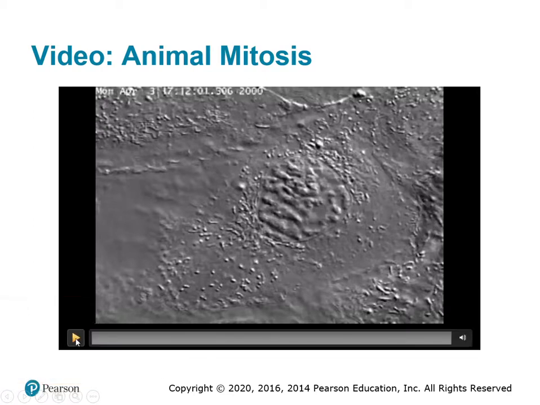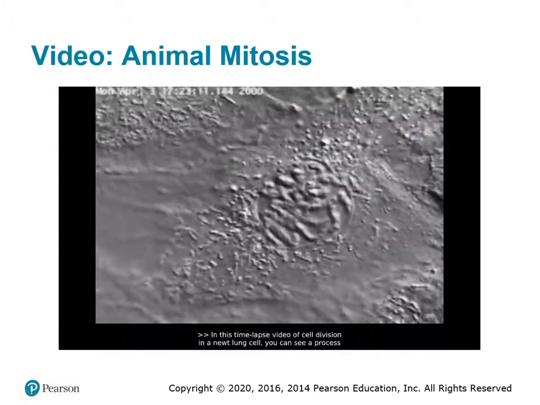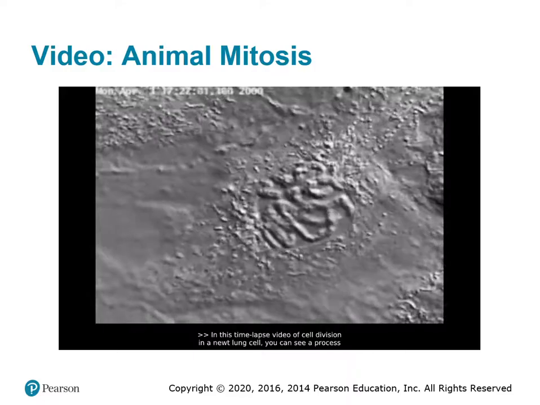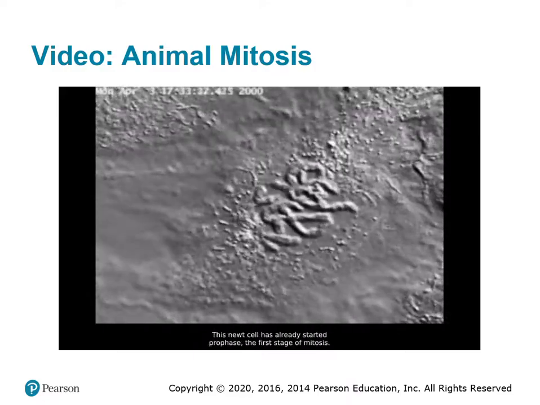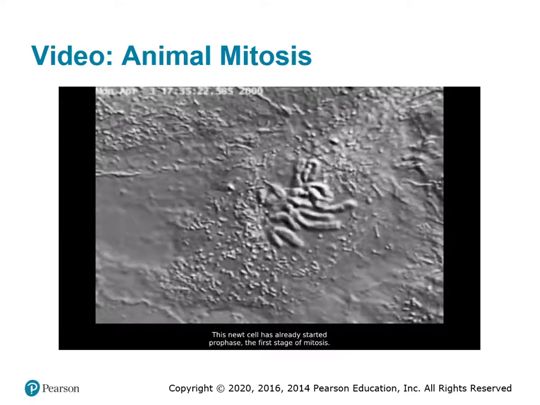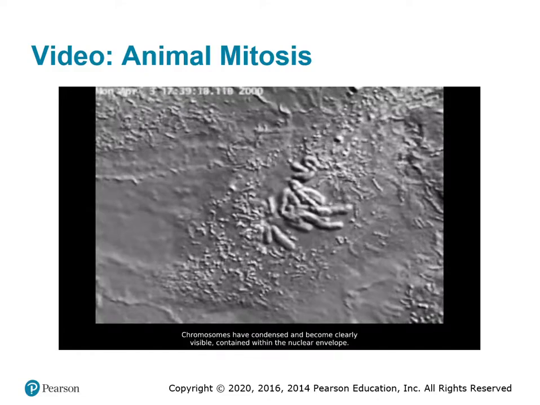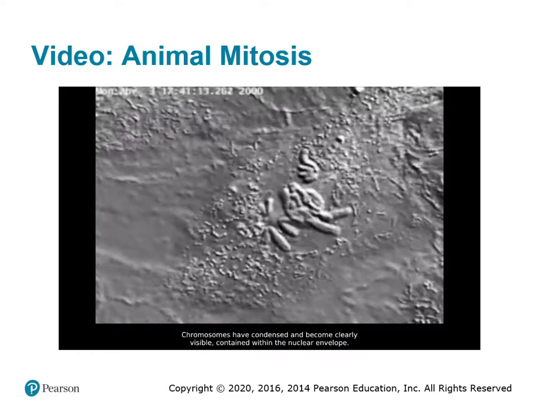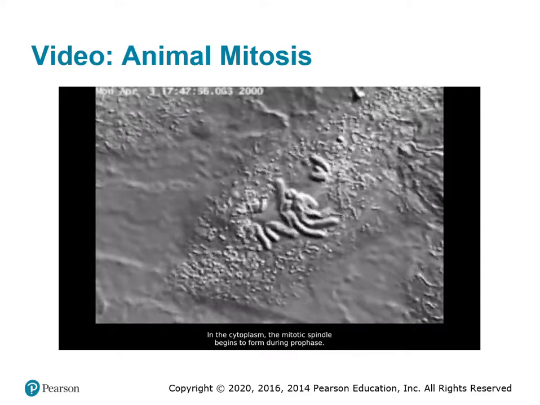In real time. In this time-lapse video of cell division in a newt lung cell, you can see a process that normally takes more than an hour occur in less than a minute. This newt cell has already started prophase, the first stage of mitosis. Chromosomes have condensed and become clearly visible, contained within the nuclear envelope. In the cytoplasm, the mitotic spindle begins to form during prophase.